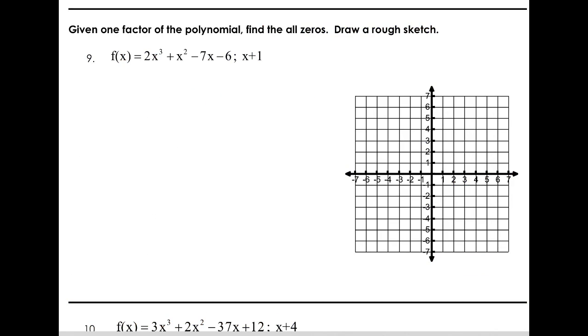Let's move on to number 9. All right, it says, given one factor of the polynomial, find all the zeros, and then draw a rough sketch of that.